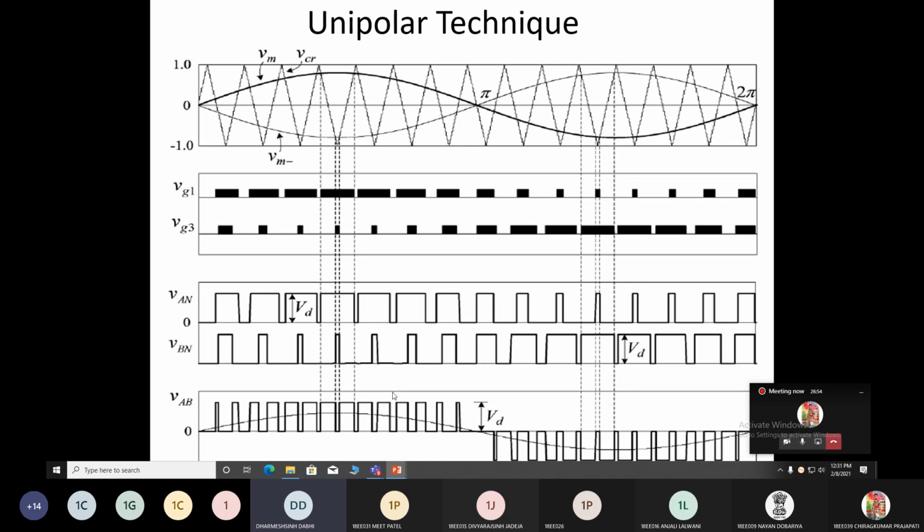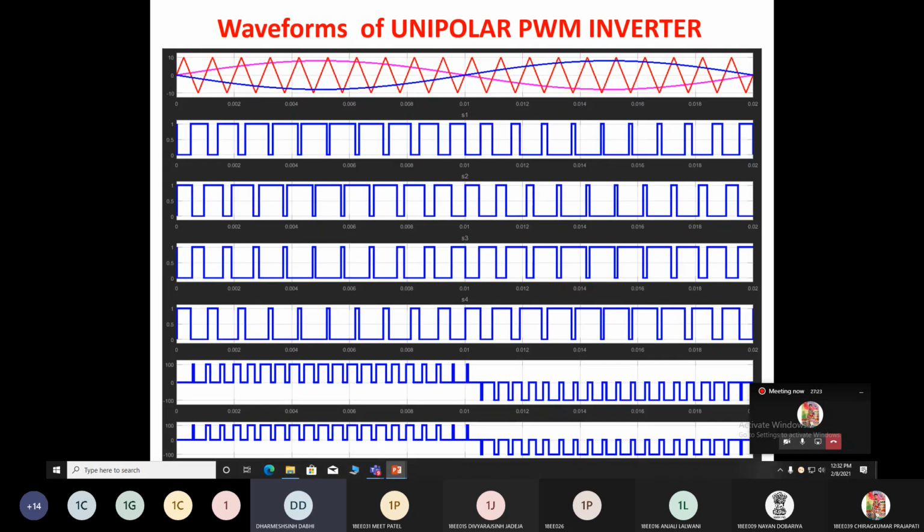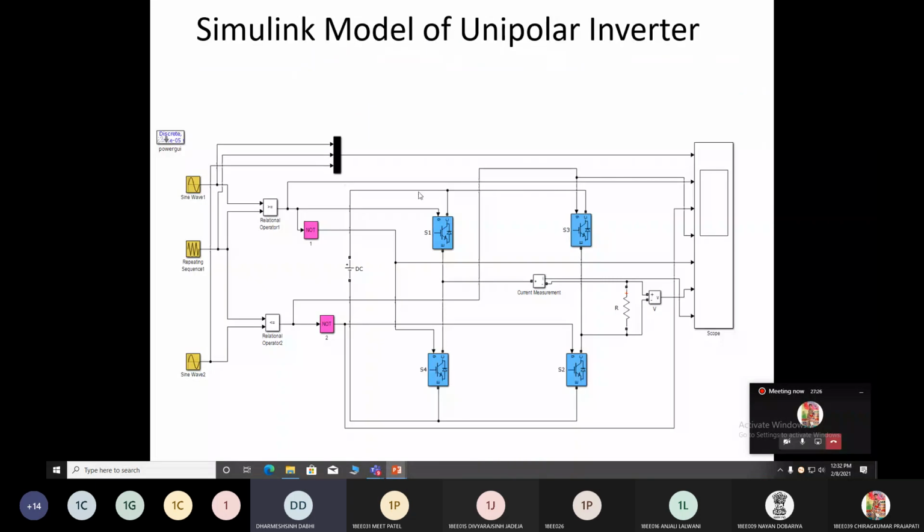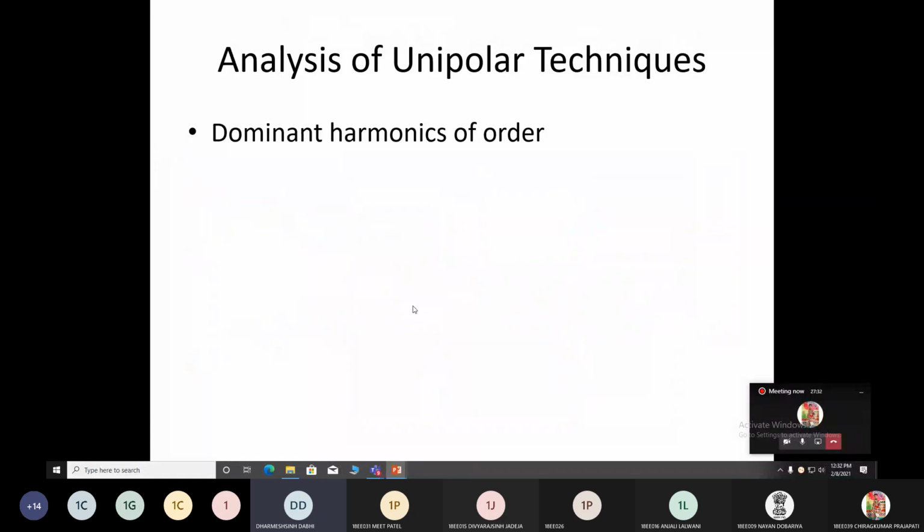Clear? So what is the advantage of this technique? Let's check again by the FFT analysis. By the MATLAB simulation, you can find out that the dominant harmonic in the case of the unipolar technique is at a higher frequency as compared to the bipolar technique. So the output voltage waveform is nearer to the sine wave, which we can prove using the FFT analysis. We will make the simulation in MATLAB and discuss it in this lab session this week on Friday. But let's check what the dominant harmonics are in the unipolar technique.